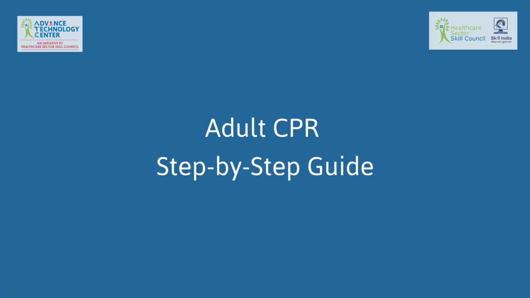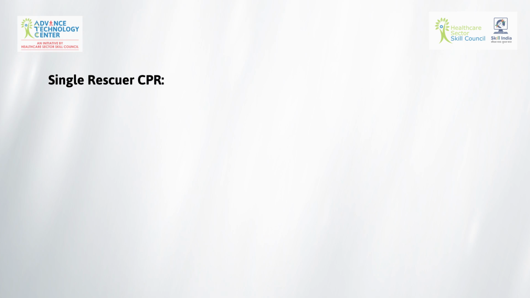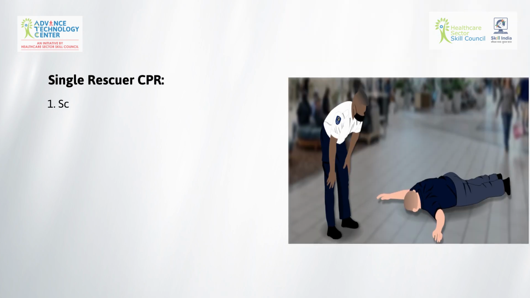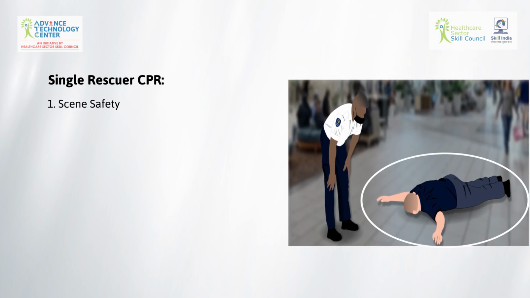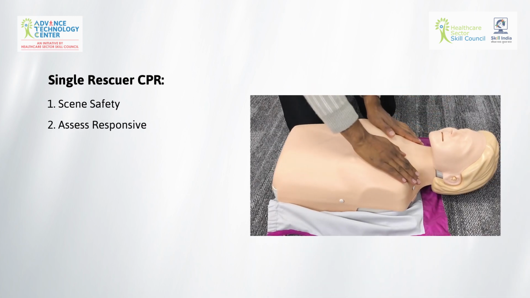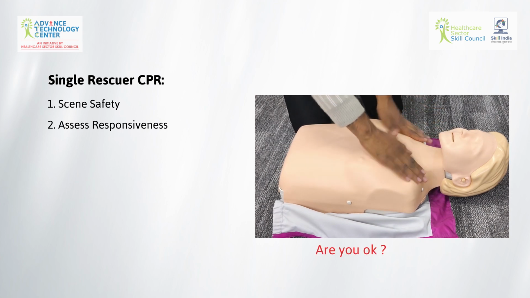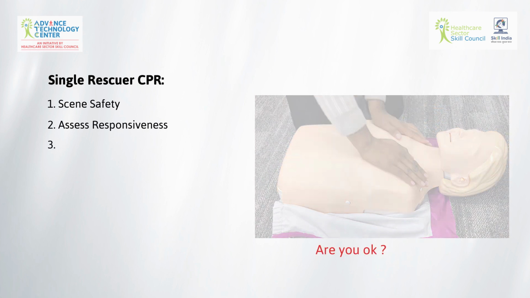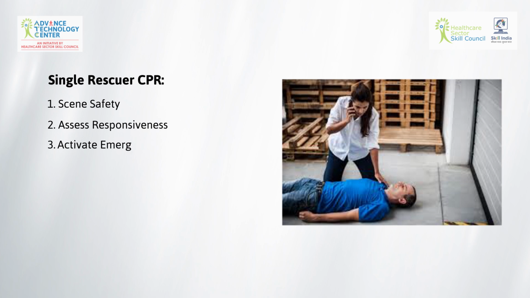Adult CPR, step-by-step guide. Single rescuer CPR. 1. Scene safety. Ensure the environment is safe before approaching the patient. 2. Assess responsiveness. Tap the victim and ask loudly, "Are you okay?" 3. Activate emergency response: call for help, dial emergency services, and retrieve an AED.